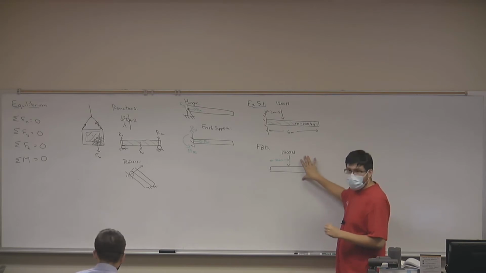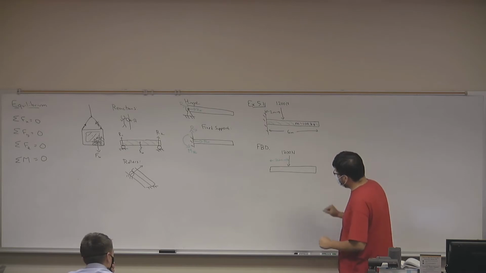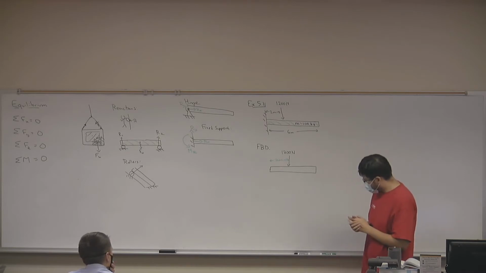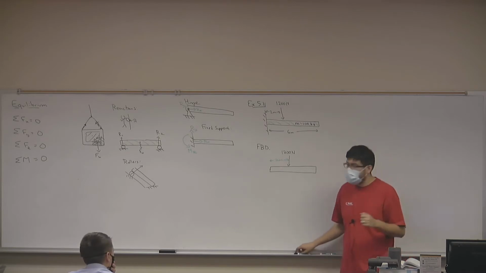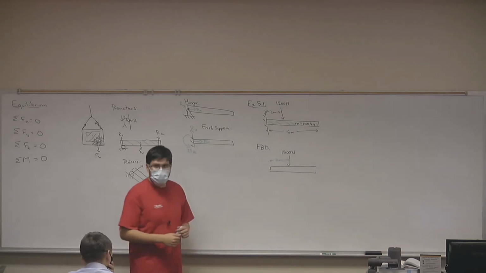If everything I need to know is not here, then it's not a good free body diagram. So what else do we need? What other forces can you identify? Weight. Exactly, weight. So we have a beam with a mass of 100 kilograms. What's the weight of that beam?